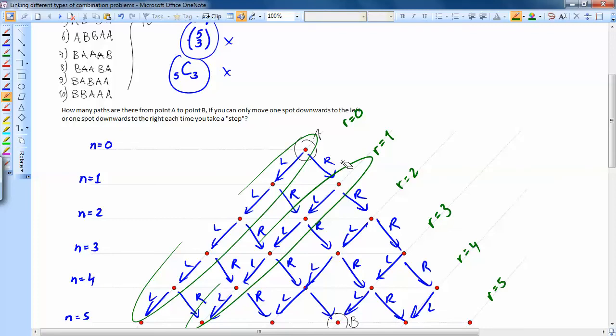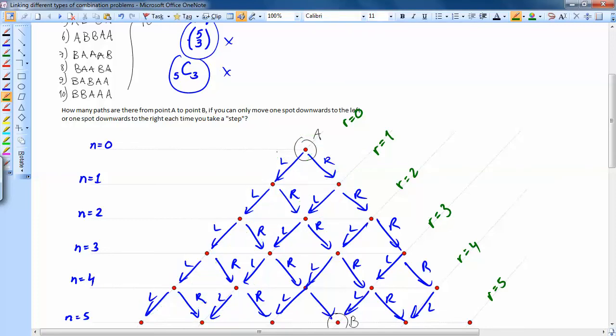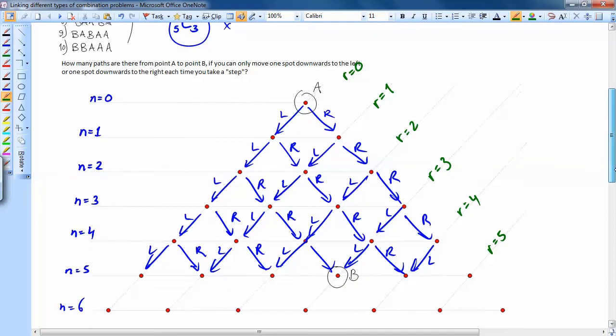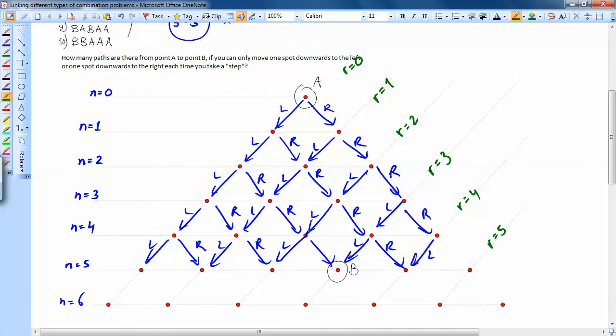So, really, when you start to map out all the different paths to get from A to B, like this one right here, that's 2 L's and 3 rights. This would be an R. So I've gone left, left, right, right, right. Then if I mapped out another one, like this one, left, right, left, right, right.